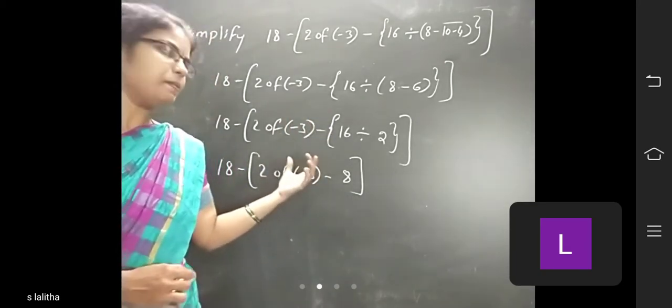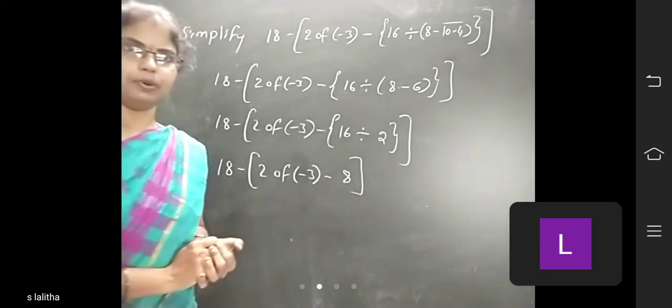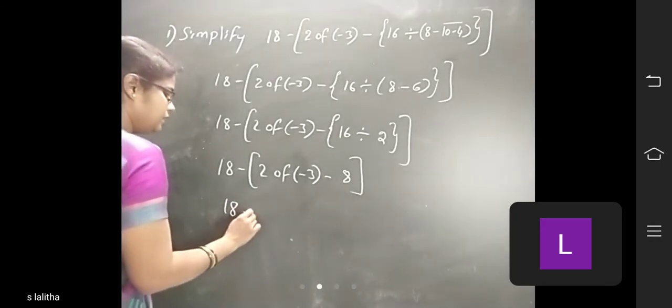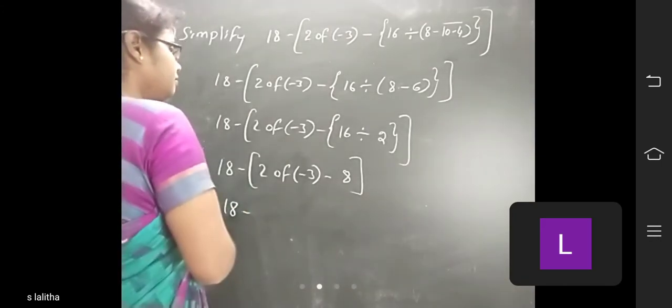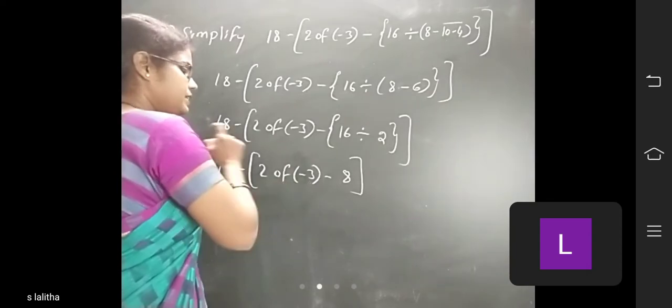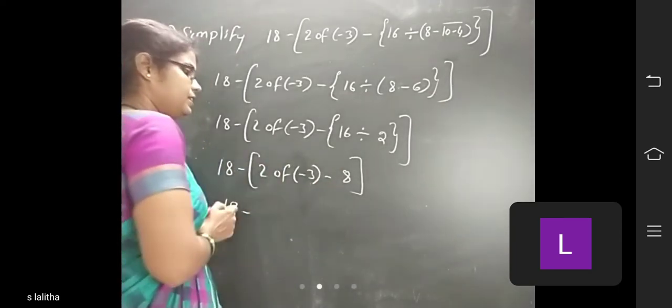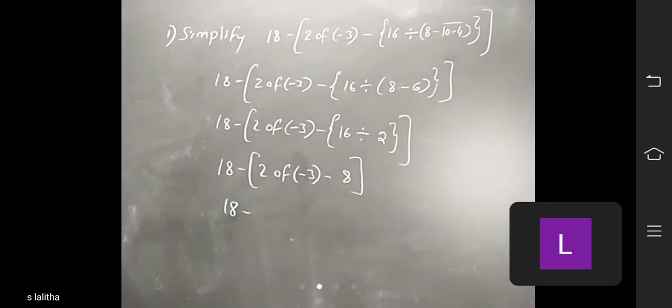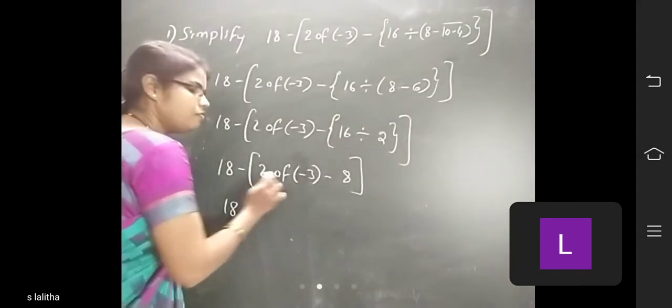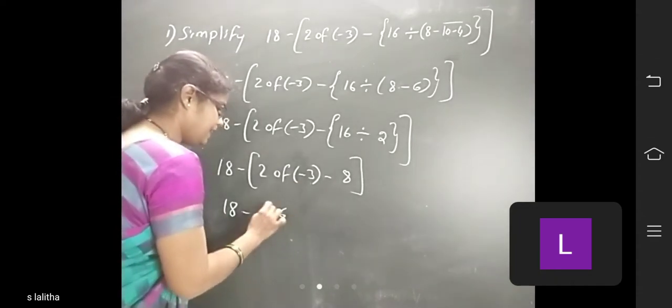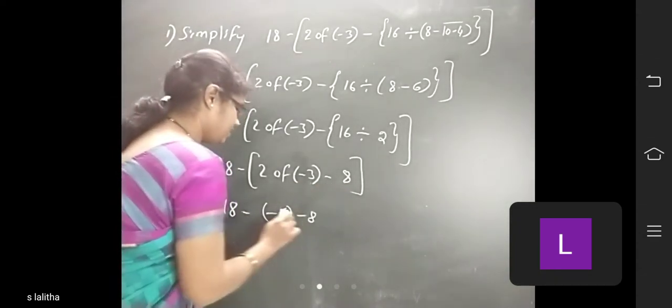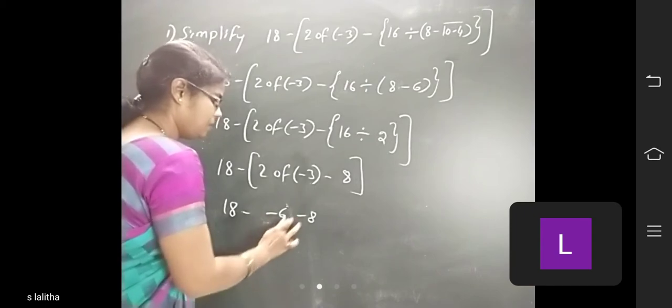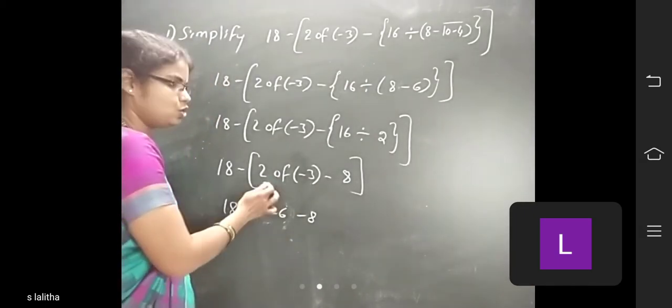Next, the square bracket. This square bracket you should remove first. 18 minus [2 of minus 3 minus 8]. That means what should you do here? 2 of minus 3, how much, ma'am? Minus 6 minus 8. 2 of minus 3 is minus 6.